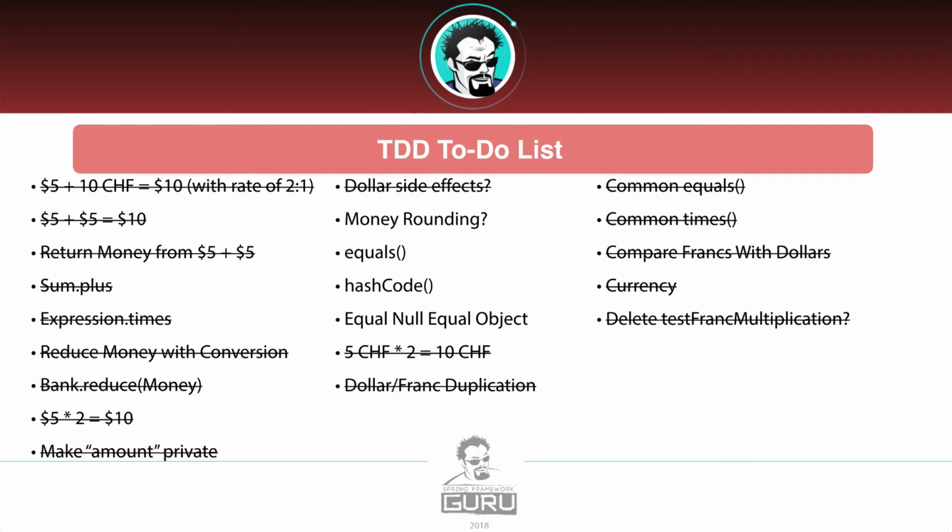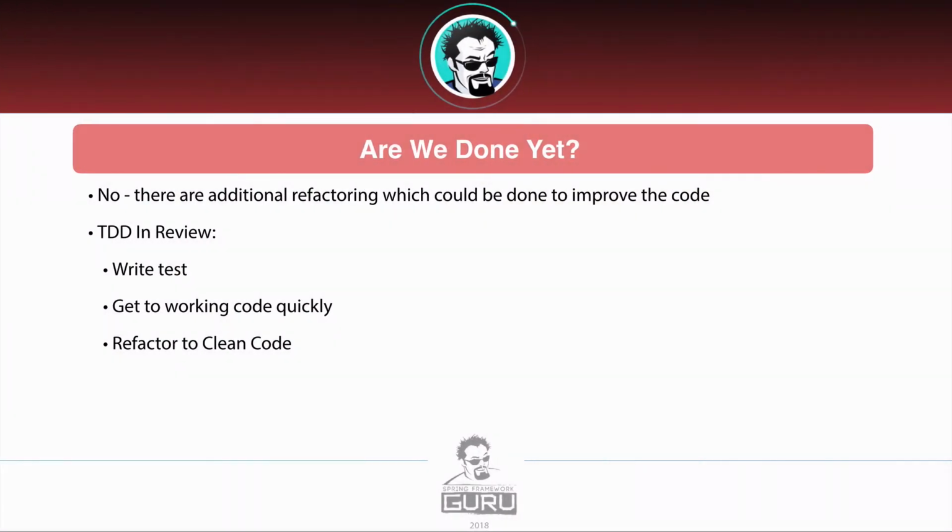Now I've been going along with the book. We've got money rounding, a question mark to that, equals and hash code, and equal null. So we still have some bugs in there, things that we could add additional tests for and improve our code coverage. So there's definitely some gaps in there. But we are kind of at the end of the chapters, and I got the question here at the top of the slide, are we done yet? I'm going to say no, we're not done with this piece of code. But I think that through this exercise, you should have a really good grasp of doing test-driven development.